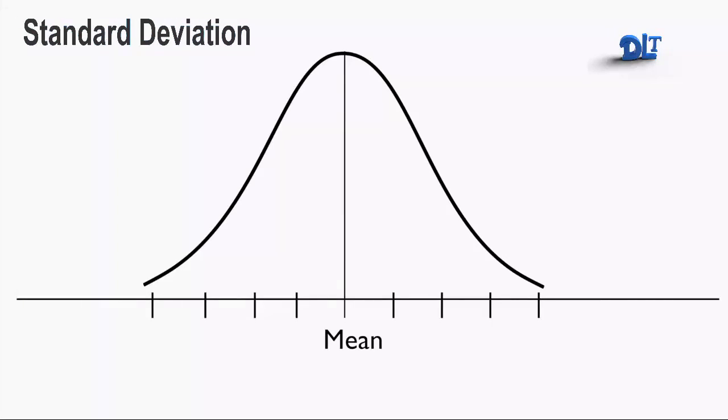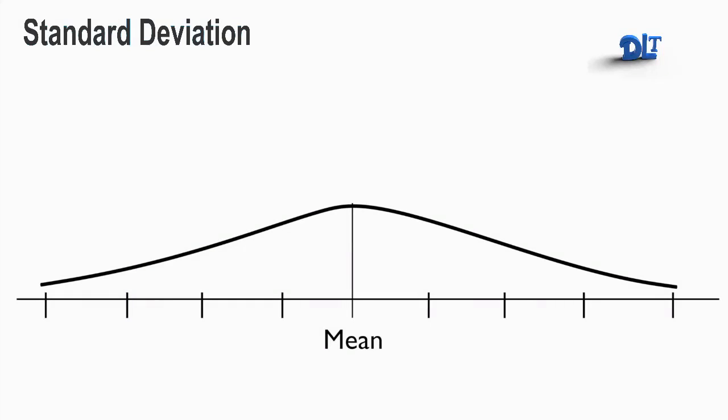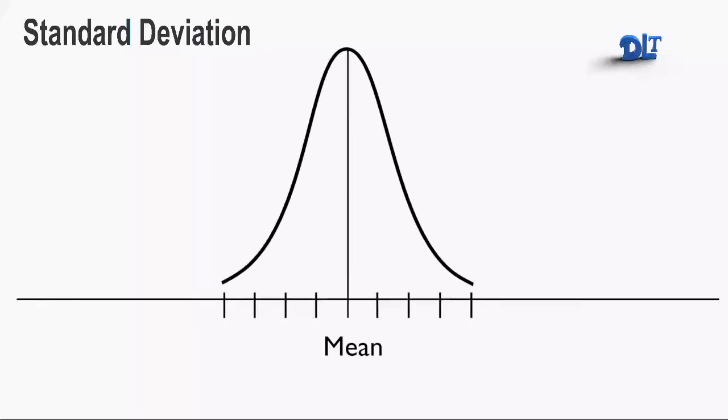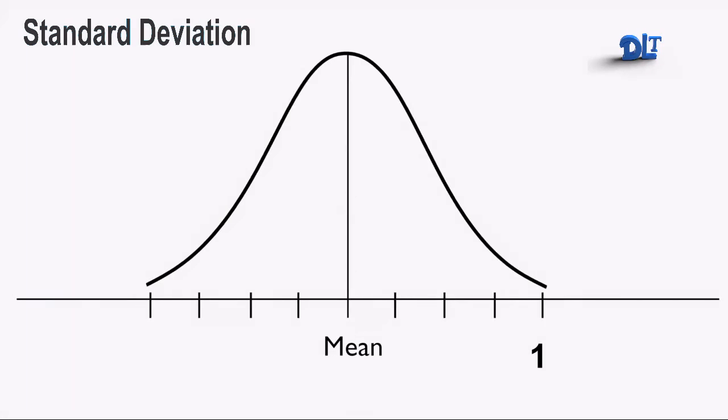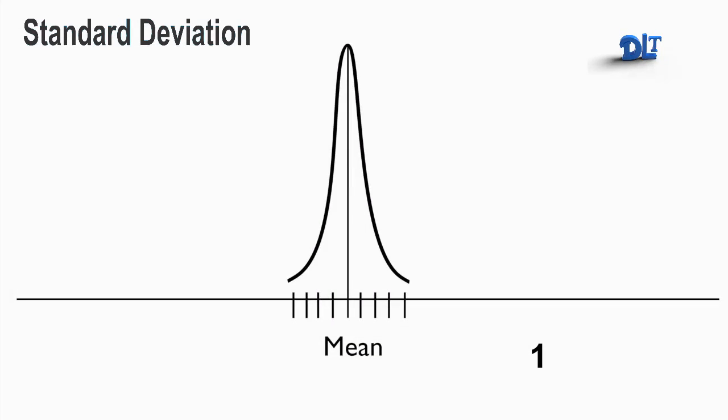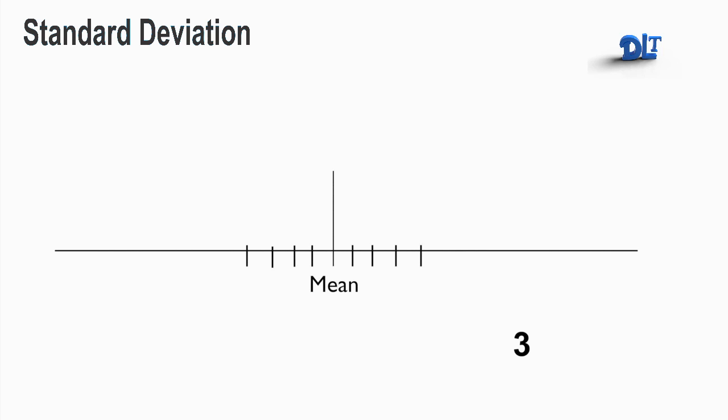Standard deviation is the measure of how data are spread out from the mean, or how data are clustered around the mean. Low standard deviation means data are clustered around the mean. And high standard deviation indicates data are more spread out.